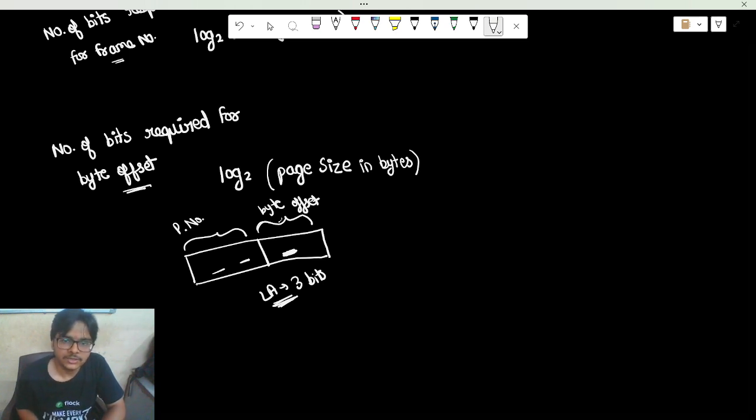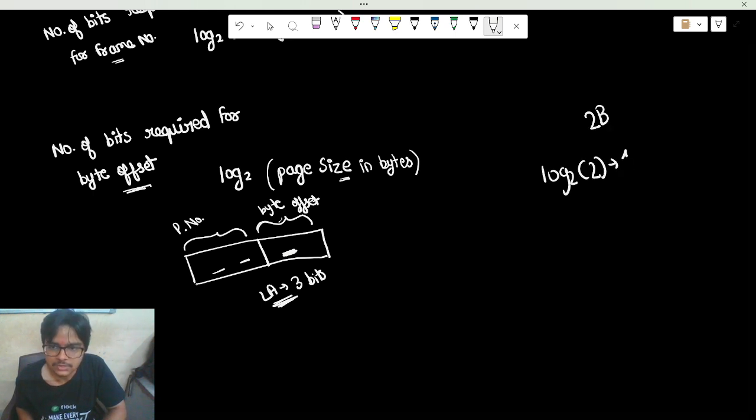Now how to calculate it? Page size. So what was the page size? 2 bytes. Okay, so log base 2 of 2 is 1 bit. So from this example you can see how many bits we are left with for the byte offset field: 1 bit only, and from the formula also you got only 1 bit.